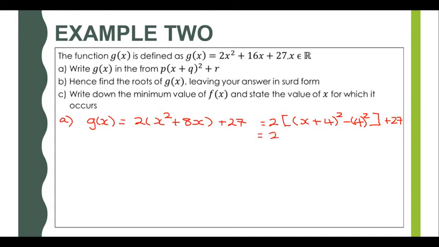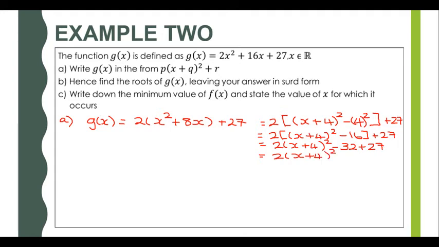And then we can simplify our square bracket, so 2x plus 4 squared minus 16 plus 27. And now we can multiply both things in our square bracket by 2, which gives us 2x plus 4 squared minus 32 plus 27, which we can simplify to give us our final answer of 2x plus 4 squared minus 5.